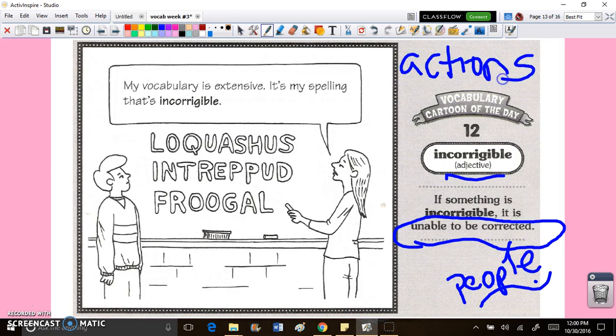Like if somebody has really messy handwriting, you might say that their handwriting is incorrigible. You keep trying to get them to write neater, but they just can't do it. Here, she's saying, my vocabulary is extensive. It's my spelling that's incorrigible. So she tries to spell the word loquacious, and this is terrible. Tries to spell the word intrepid, and she tried to spell the word frugal. So she has a really high vocabulary, but it's just not working out for her when it comes to spelling.